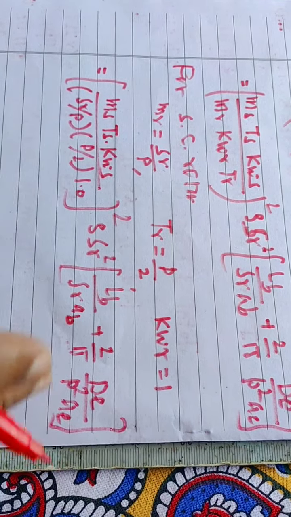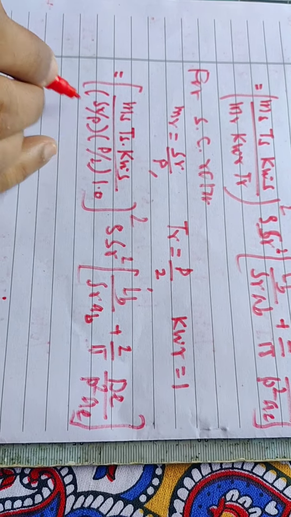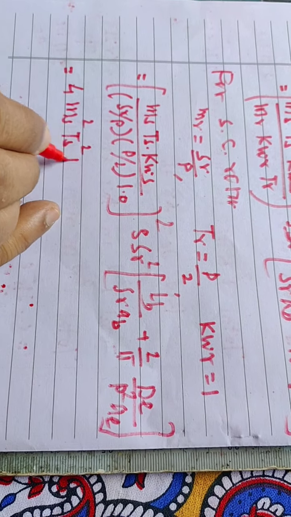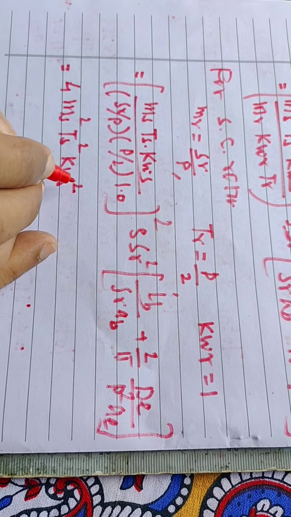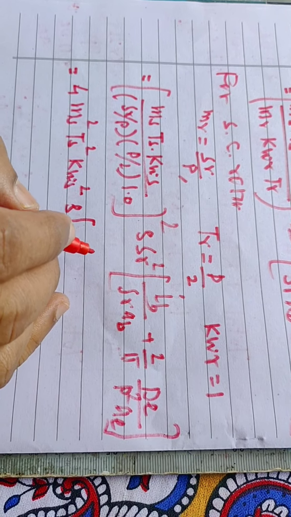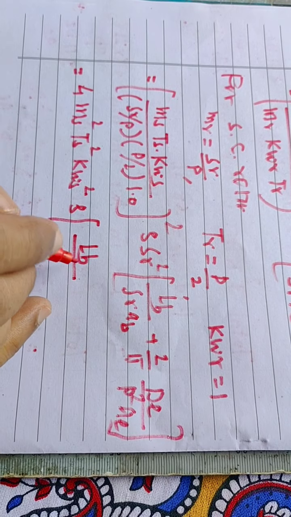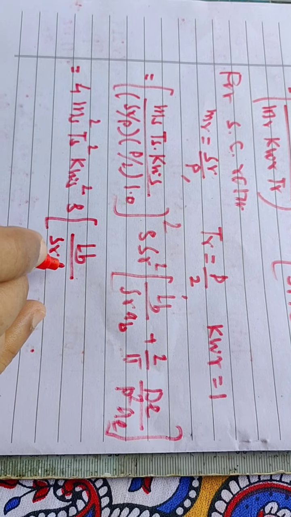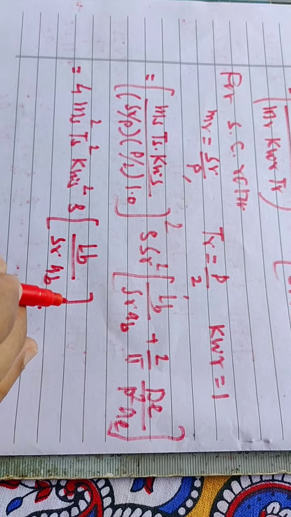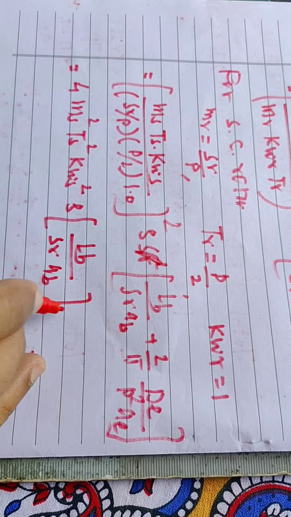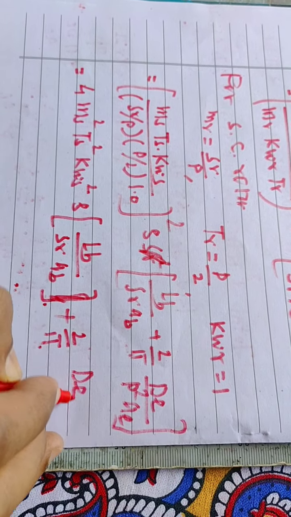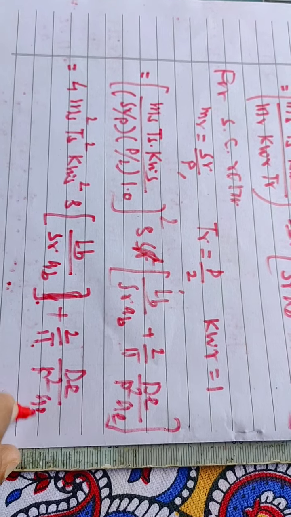Now simplify this thing. After simplification we get 4 MS square TS square KWS square into rho into LB upon SR AB plus 2 upon pi DE upon P square AE.